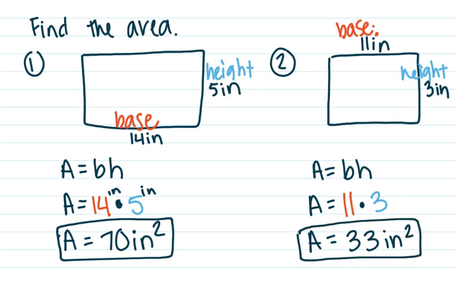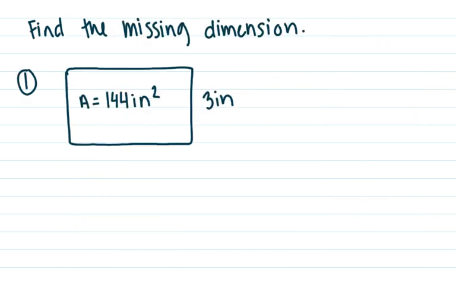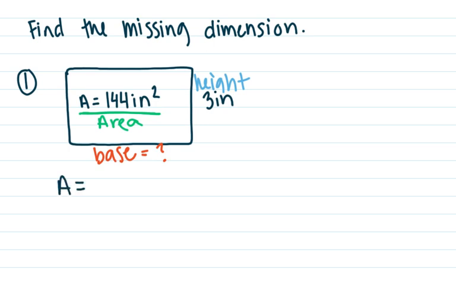Now, something else they may ask you about is what happens if they give you the area and ask you to find the missing dimension. In this problem, they have given me the area. That's what this is right here. And I see that they've given me the height. So what am I missing? I'm missing my base. I have no idea what it is. So when I go to plug this into my formula, area equals base times height, I have the area.